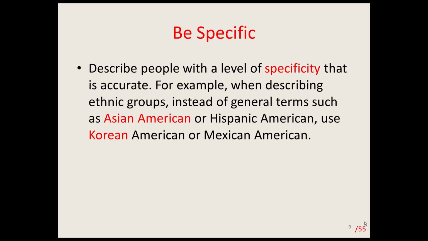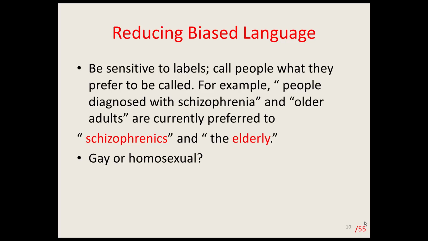When you are describing a specific group of people, you've got to be as specific as possible. For example, instead of Asian American or Hispanic American, you may use Korean American or Mexican American to be more specific. Also, you have to avoid biased language. For example, instead of using schizophrenics or the elderly, you have to use people diagnosed with schizophrenia or older adults.